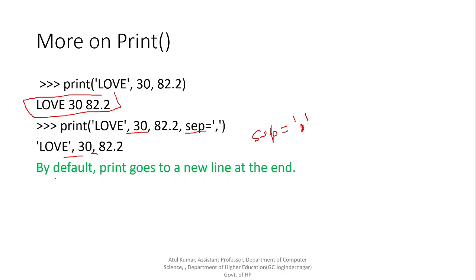By default print goes to the next line at the end. When we use this, the cursor is now blinking on the next line, as by default it adds a new line at the end.